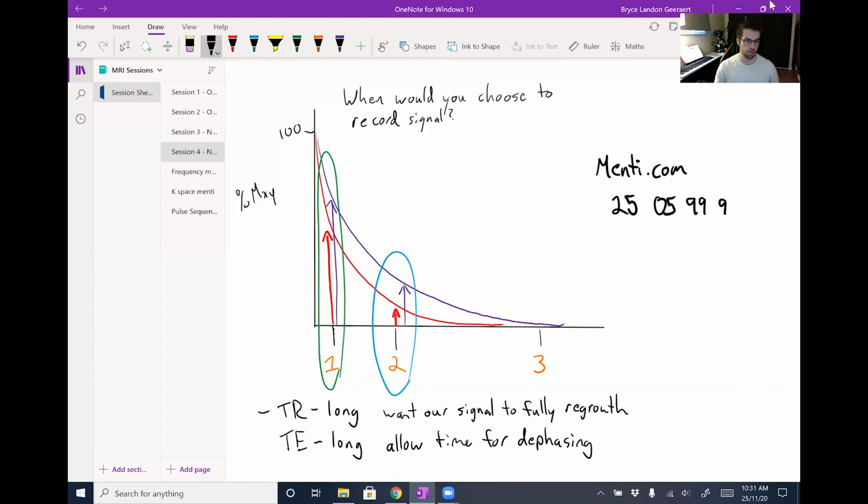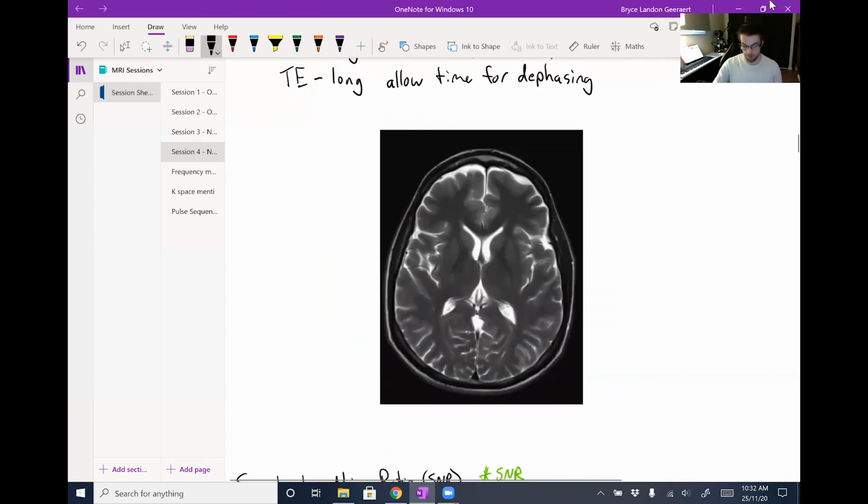Now I'll remind that T2 times for tissues are somewhere between like 10 to 100 or 200 milliseconds. 200 is very slow, but I'd say ballpark 50 milliseconds or so. So a long TE might be 30 to 50 milliseconds, which isn't that long at all. But it does describe that we want to wait for T2 dephasing to occur.